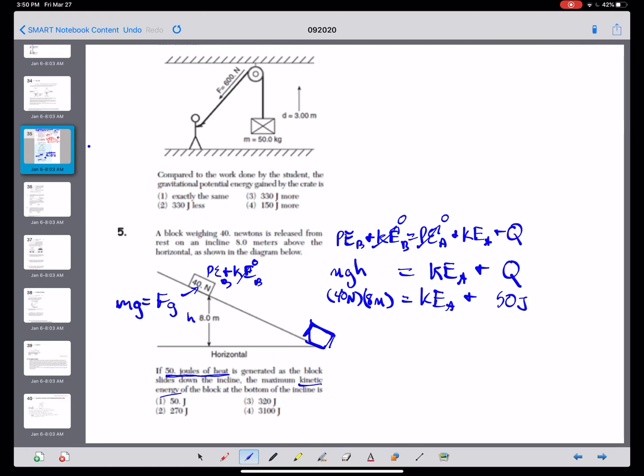So 40 times 8 is 320. Equals KE plus 50. Subtract 50 from both sides. 320 minus 50. Boom. 270. So your KE after equals 270 joules. That's it. Real simple. Let's go on to the next one here.